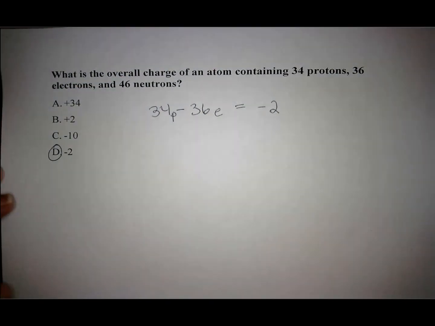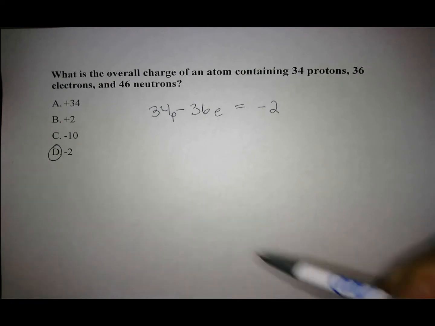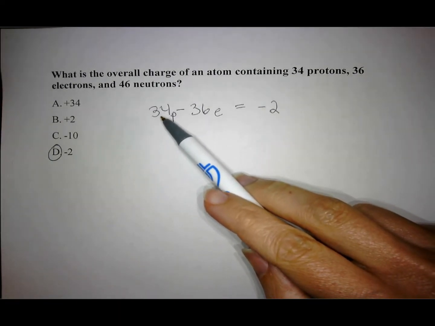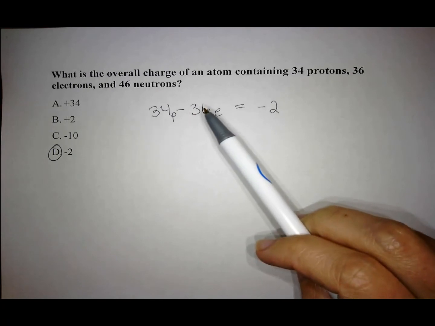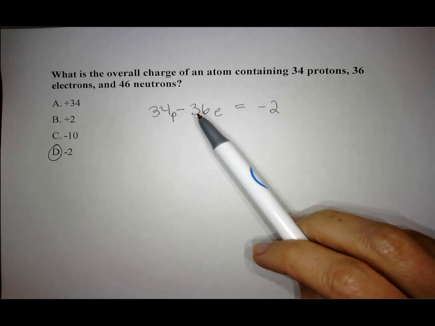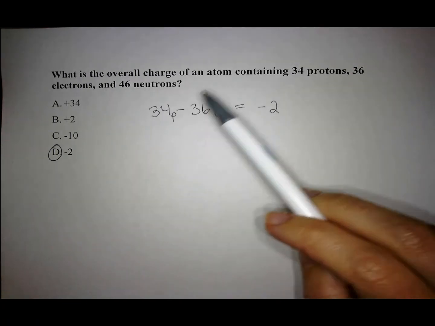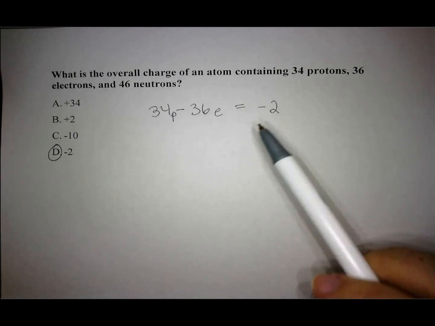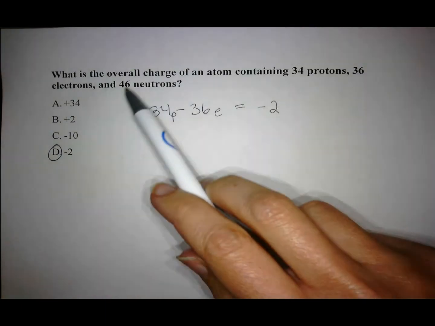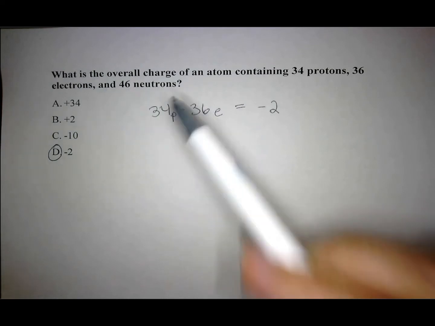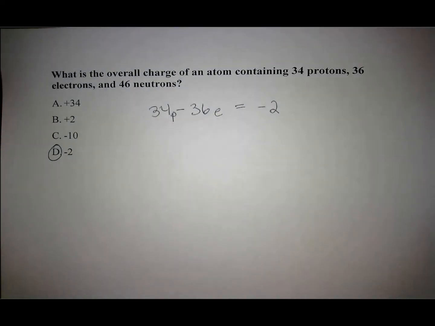D. You could also think of it as adding up the total charge. Our total charge from protons is a +34, and our total charge from electrons is a -36. So +34 minus 36 gives us -2 overall. Notice that we didn't use the number of neutrons at all because they don't affect the overall charge since they don't have any charge themselves.